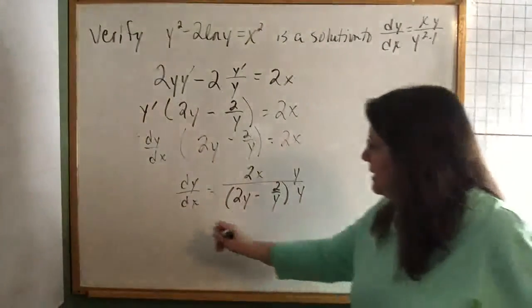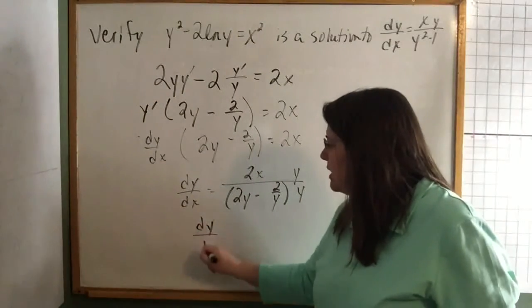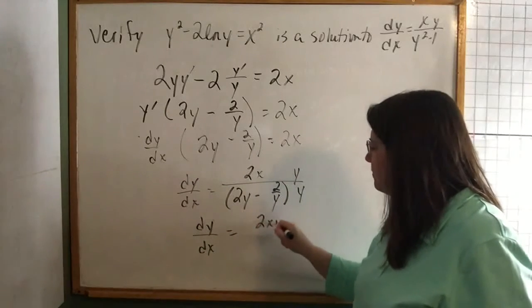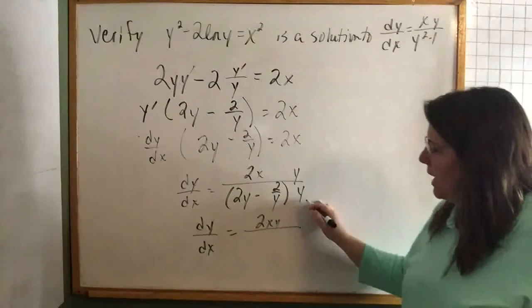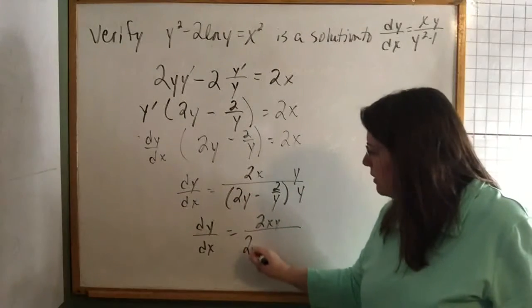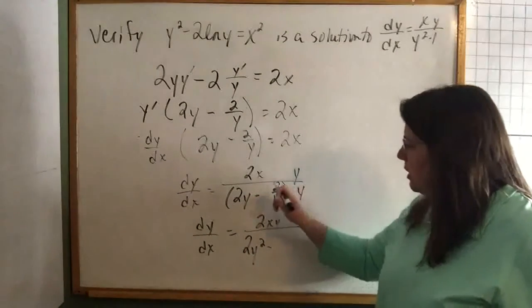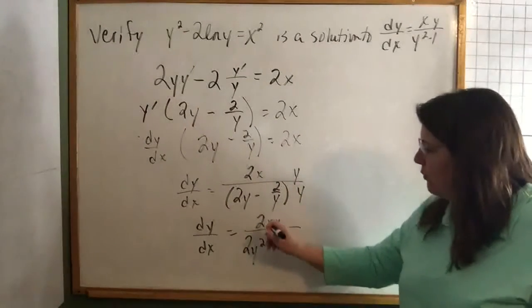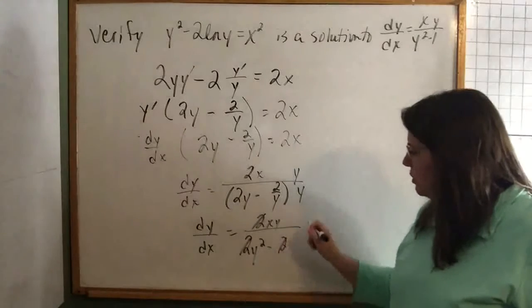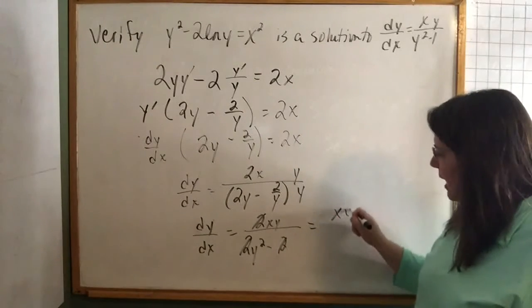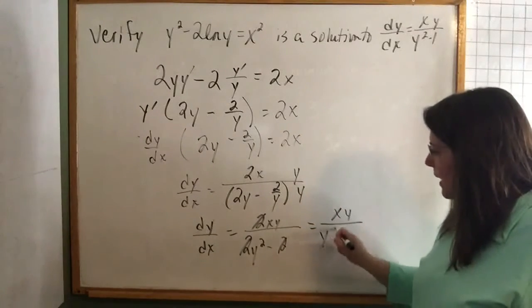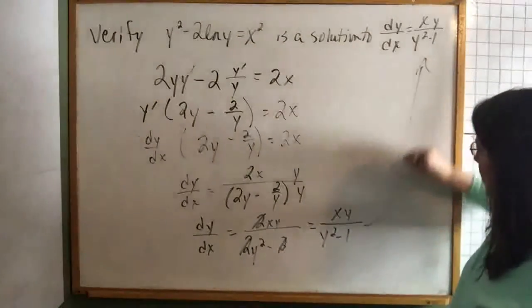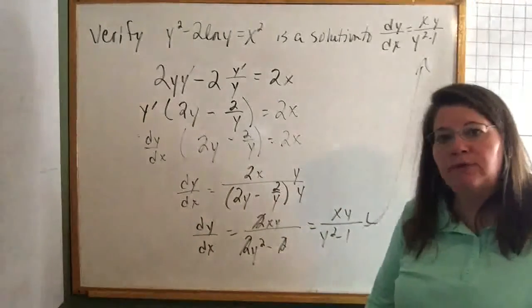So if I do that, I've got dy over dx equals 2xy on top. I'm going to distribute the y on the bottom, so that would be 2y squared minus 2y over y, which is just 2. And then notice all three of these have 2's, so they cancel out. So I've got xy over y squared minus 1, and I believe that is what they wanted us to verify. So we finished.